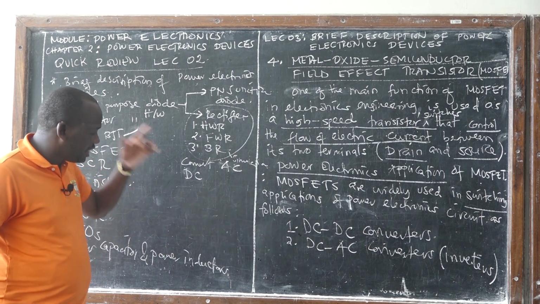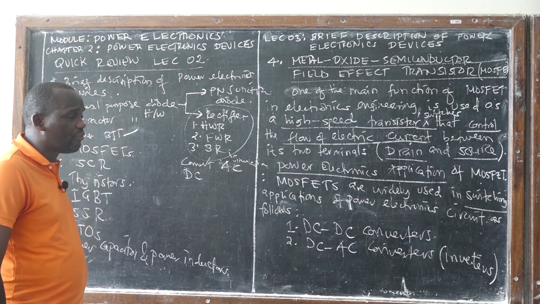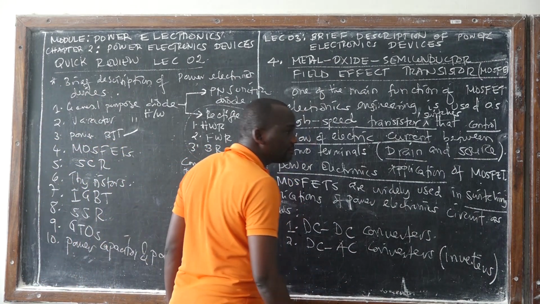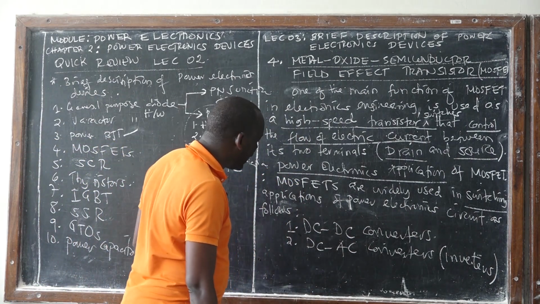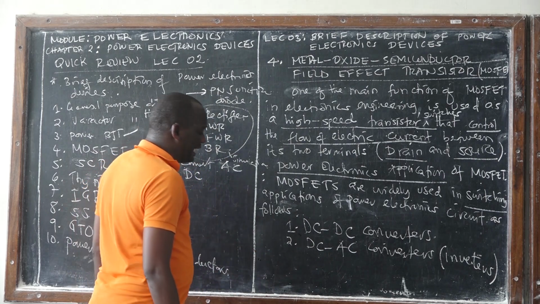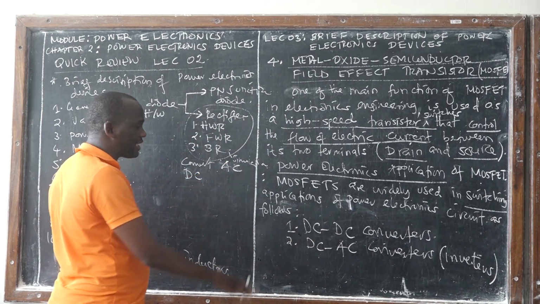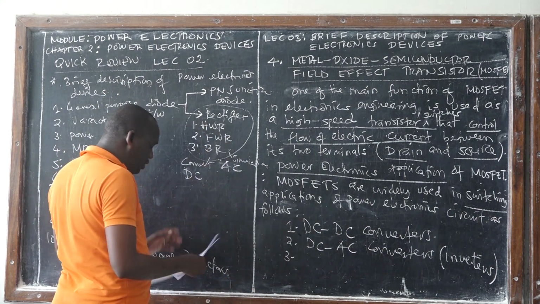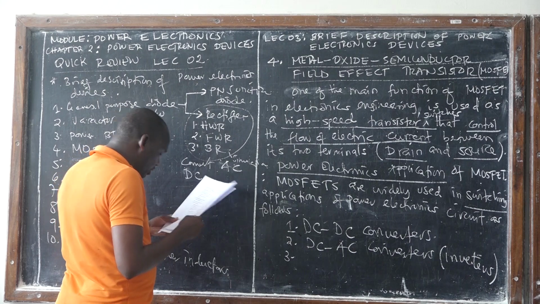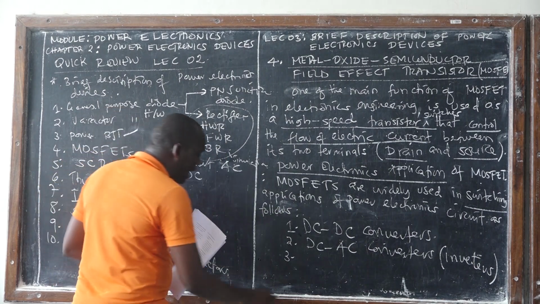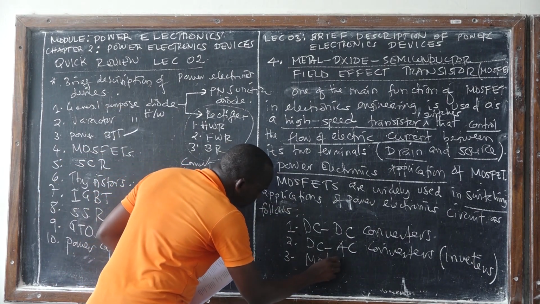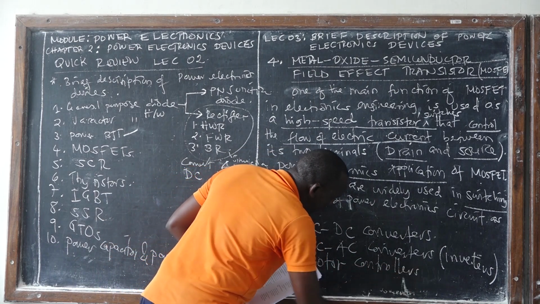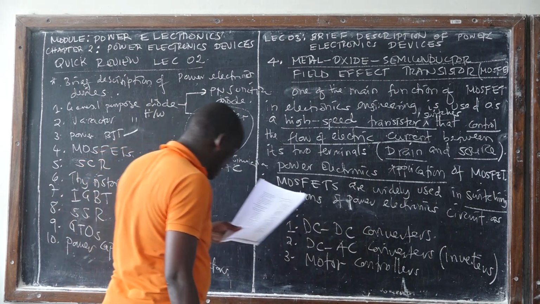Okay, so it is DC to DC converters. Also, you are using MOSFETs in DC to AC converters. These are the power electronics conversions. But also, we are using MOSFETs in power electronics to design motor controllers, or motor drivers.